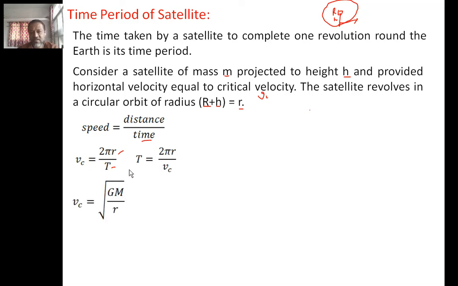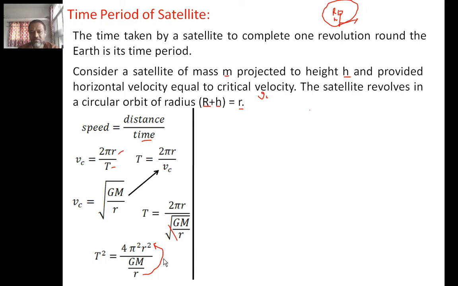We have already found the formula for critical velocity, which is vc equal to under root gm upon r. So let us substitute this value into that t formula. It will become t equal to 2 pi r upon under root gm upon r. For further simplification, we need to square the equation. If we square both sides, it will be t square equal to 4 pi square r square upon gm upon r, since the under root will go. Further, this r will go from the denominator to the numerator.